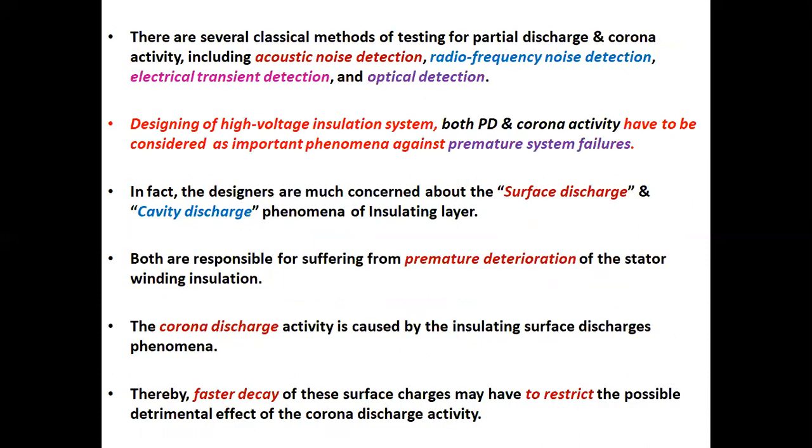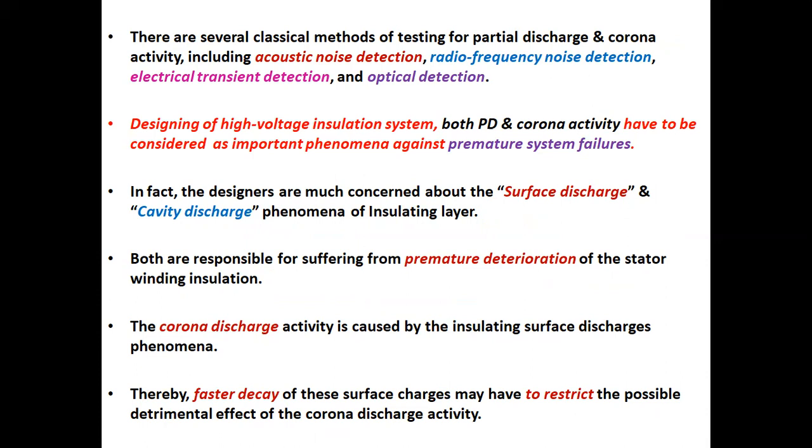There are several classical methods of testing for partial discharge and corona activity, including acoustic noise detection, radio frequency noise detection, electrical transient detection, and optical detection.